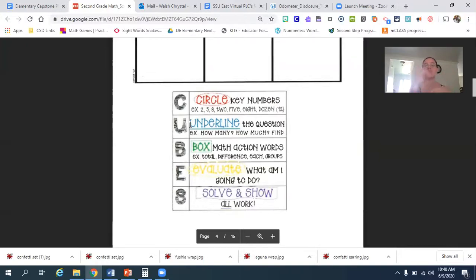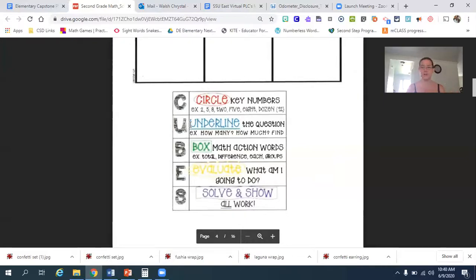So CUBES, first you're going to circle your key numbers. Look for the key numbers that are in your problem. Then you can underline the question. So how many are left? How much, okay? B, you're going to box in those action words, like the total, the difference, how many are each, how many groups. So those you're boxing in are the words that tell you whether you're adding or subtracting.